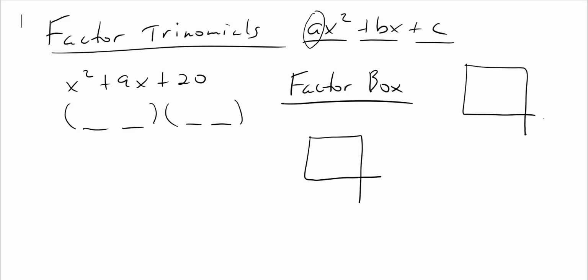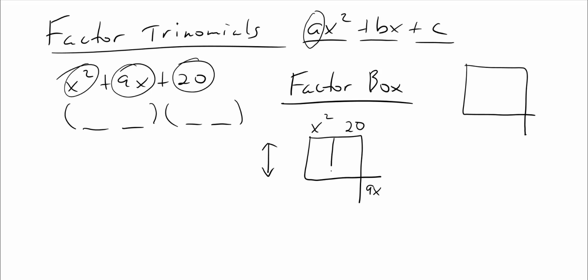Okay, anyway, so I'm going to take that first term, the x squared, I'm going to put it here. I'm going to take the last term, including the sign, is positive 20, so I'm going to put it here. And I'm going to take the middle term, and I'm going to put it right here. Okay? So now what I'm going to do is up and down in this side of this box. Actually, I'm going to put a plus inside here. And up and down, it's multiplication. And left and right, it's multiplication.